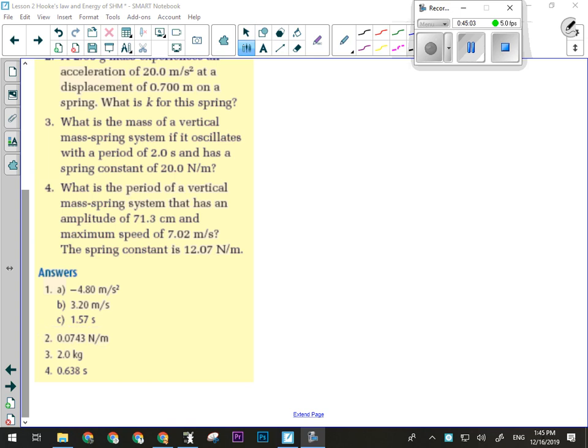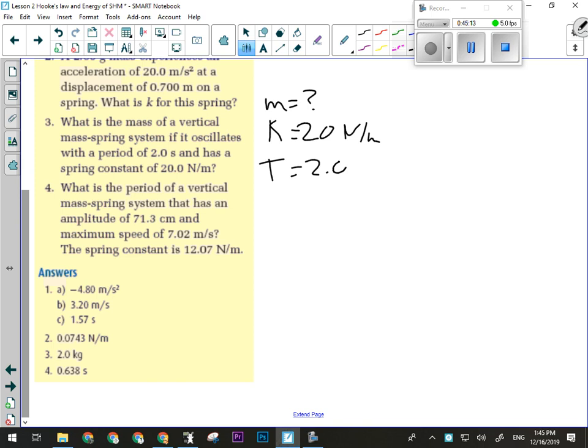All right, so for question number 3, we're looking for the mass. We're told the spring constant is 20 newtons per meter, and we're told the period is 2.0 seconds. So T equals 2 pi times the square root of m over k. That's all I need to use. I don't need to use conservation of energy or Hooke's law here. I have the information to use this formula instead.